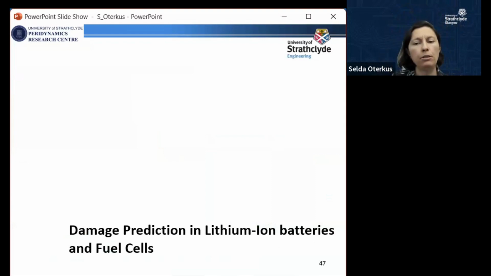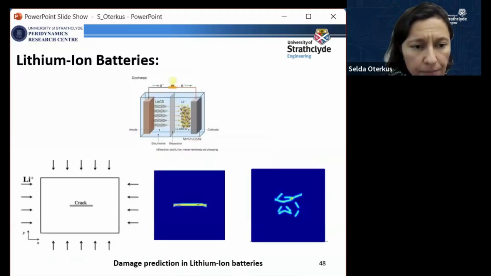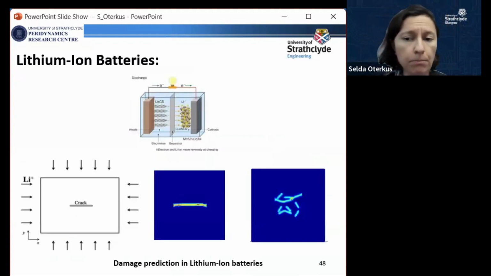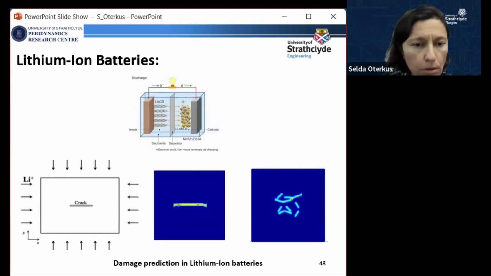And we can also use peridynamic methodology for damage prediction in lithium-ion batteries and fuel cells. As you know, low carbon shipping is an important concern, and battery technologies are becoming more and more important. We are particularly interested in damage occurrence in electrodes in lithium-ion batteries and fuel cells. For the durability of batteries, it's important to have defect-free battery components. So here we use peridynamic methodology to estimate how these electrodes get damaged during the charging process.